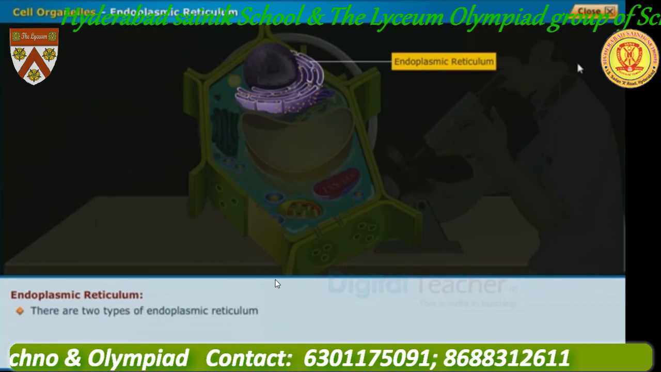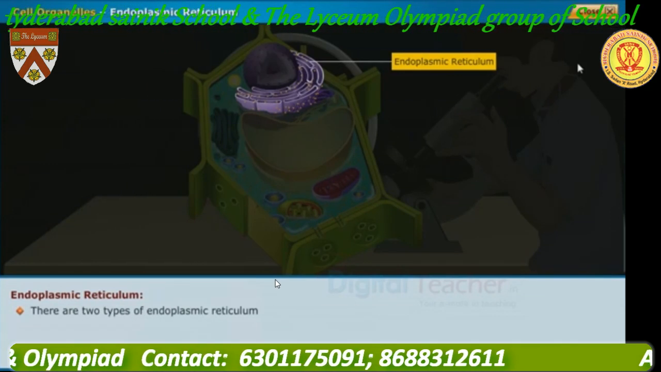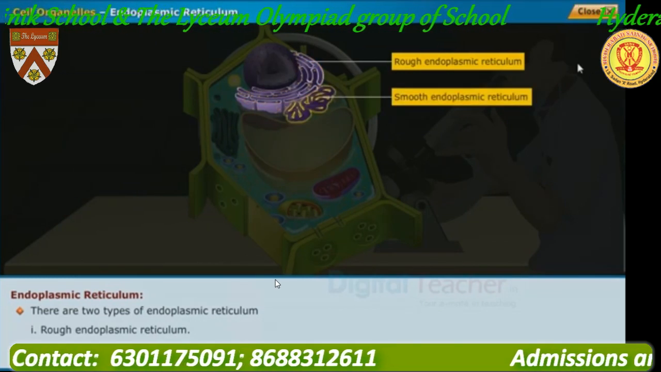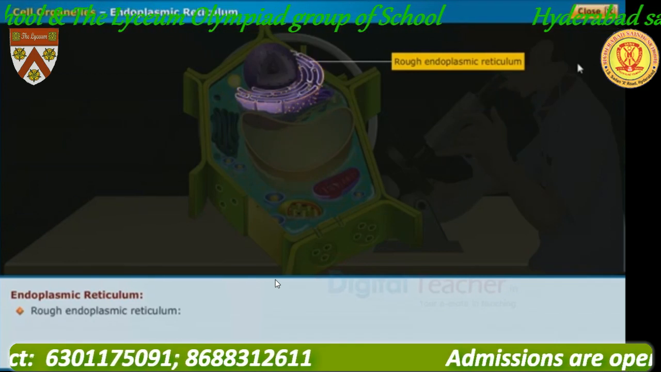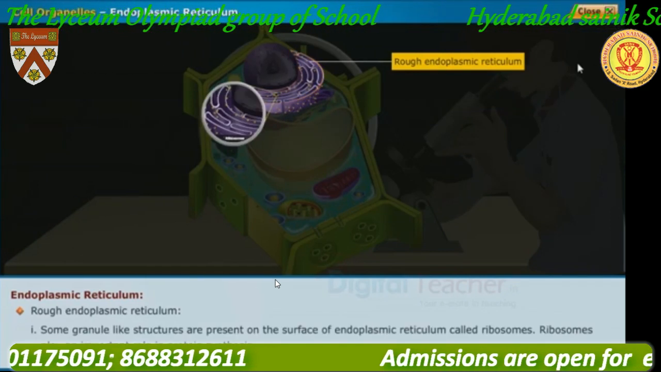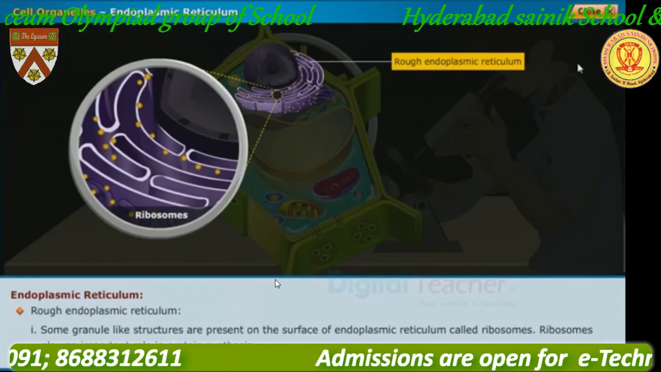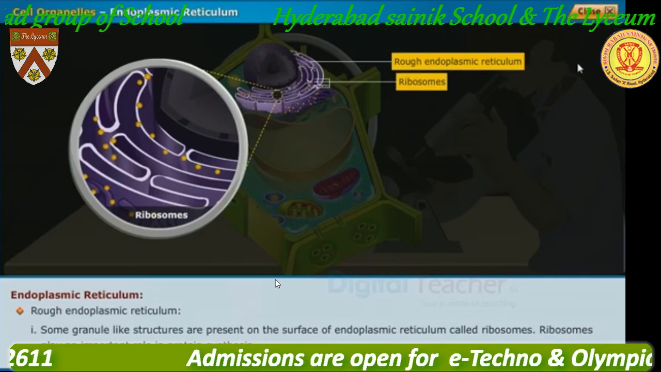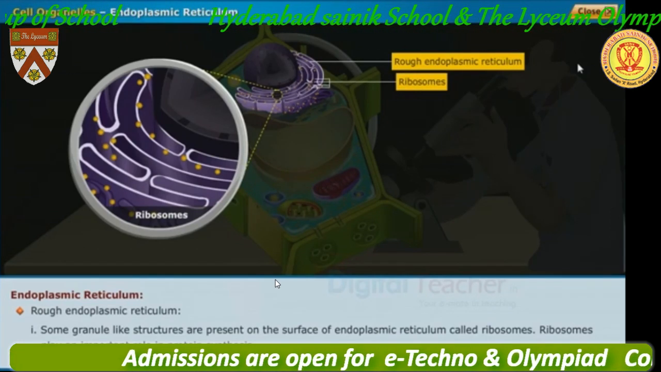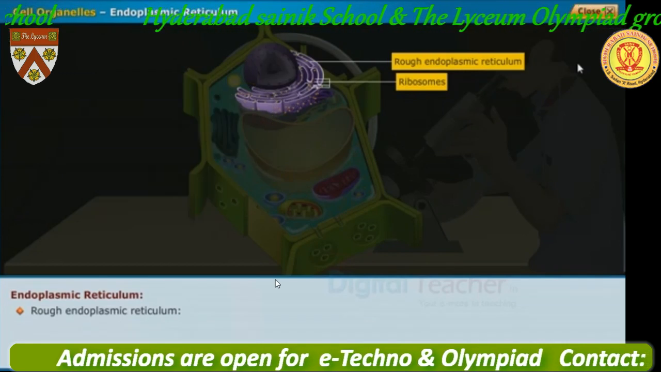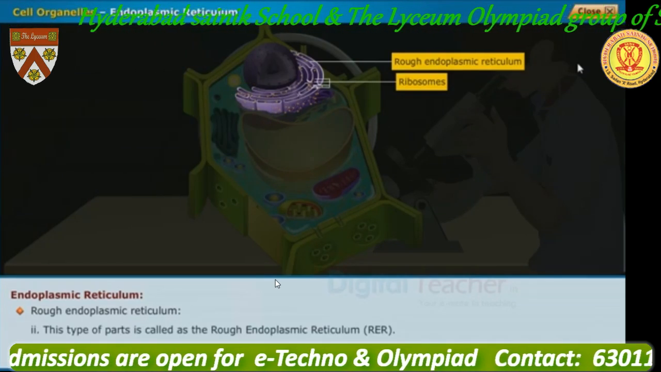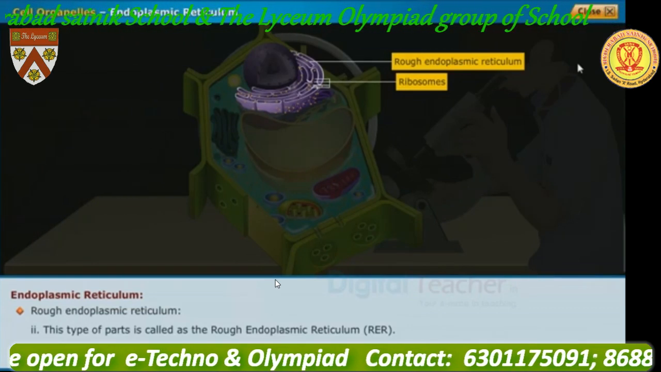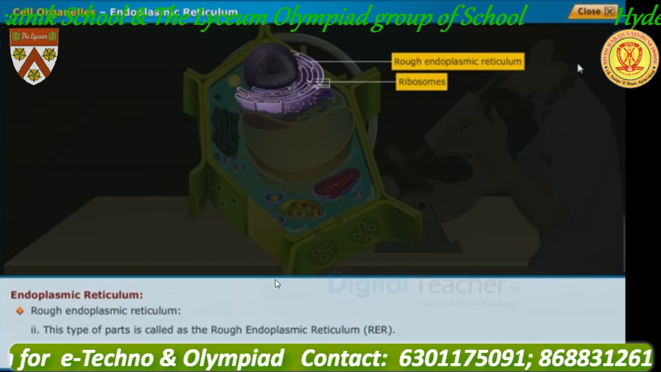There are two types of endoplasmic reticulum: rough endoplasmic reticulum and smooth endoplasmic reticulum. Rough endoplasmic reticulum. Some granule-like structures called ribosomes are present on the surface of endoplasmic reticulum. Ribosomes play an important role in protein synthesis. This type of part is called the rough endoplasmic reticulum, or RER. Proteins are manufactured in the rough endoplasmic reticulum.